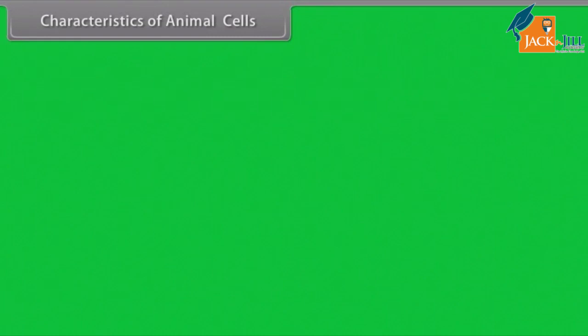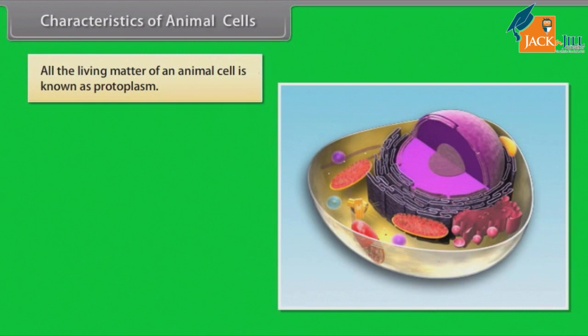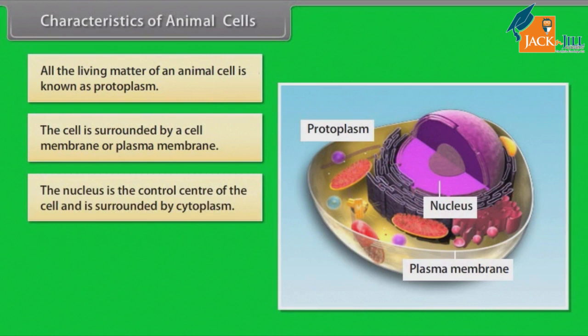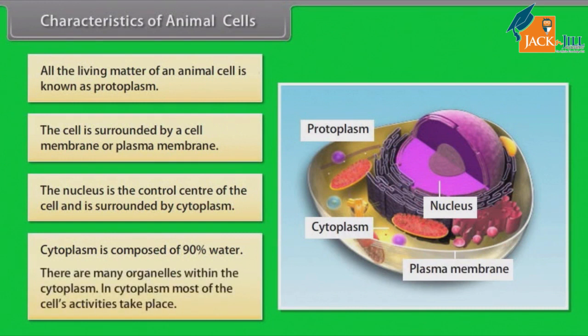Characteristics of animal cells. All the living matter of an animal cell is known as protoplasm. The cell is surrounded by a cell membrane or plasma membrane. The nucleus is the control center of the cell and is surrounded by cytoplasm. Cytoplasm is composed of 90% water. There are many organelles within the cytoplasm. In cytoplasm, most of the cell's activities take place.